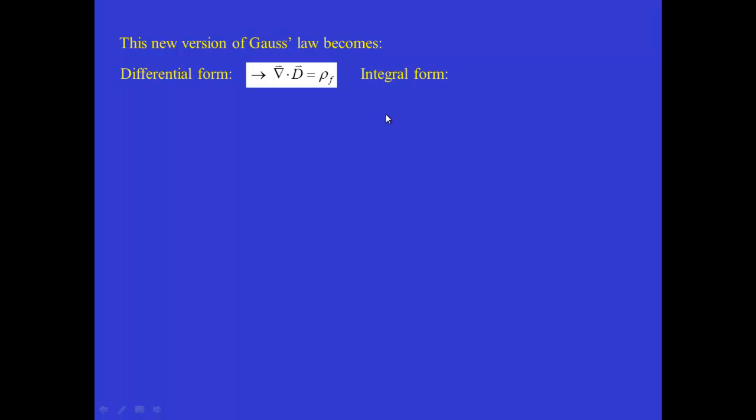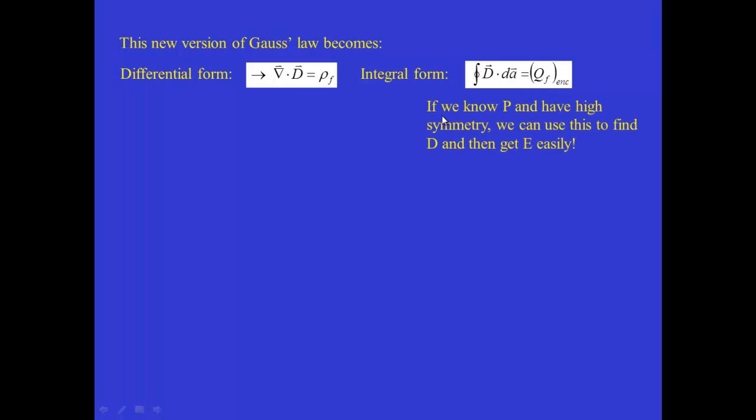In the integral form here, the only difference is that there will be no epsilon 0 because D has different units than E does. And so we can see that this will produce the integral of D dot dA, and on the right-hand side we'll have Q free enclosed. So it's the enclosed charge, but only the free charge. None of the bound charge is included on the right-hand side.